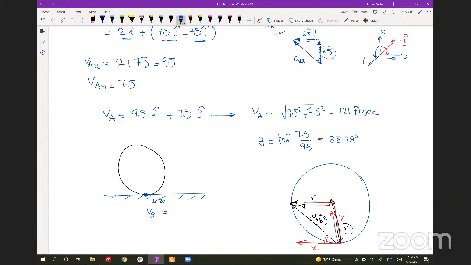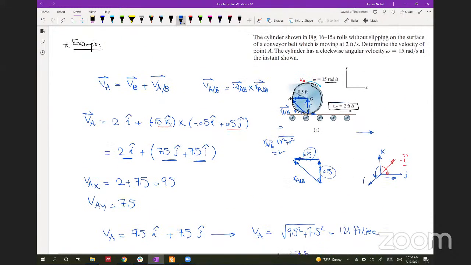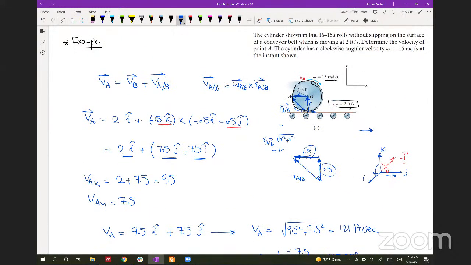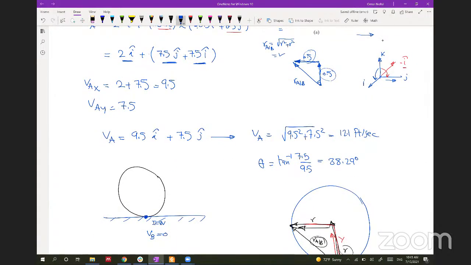But I would like to mention that this problem is something similar, but here the conveyor belt is moving. That means that the ground is moving. But when you are driving your car or your bicycle, the ground is settled and is not moving. So V at B will be equal to 0, and you will have that VA with respect to B will be equal to VA. Yes, that's it, and see you guys tomorrow.